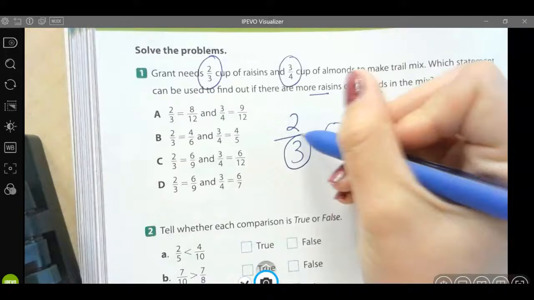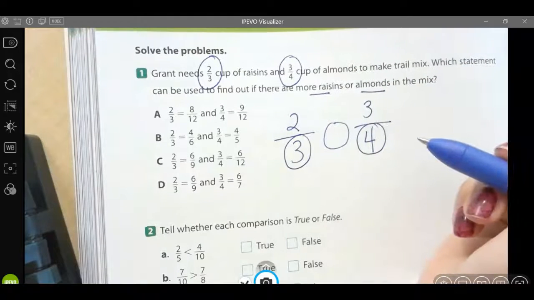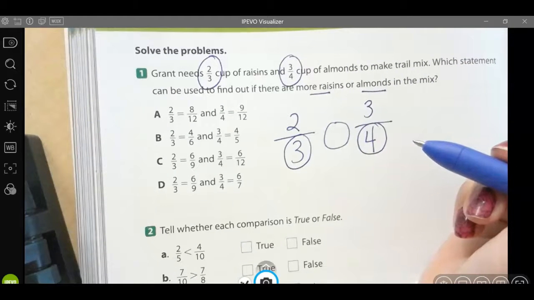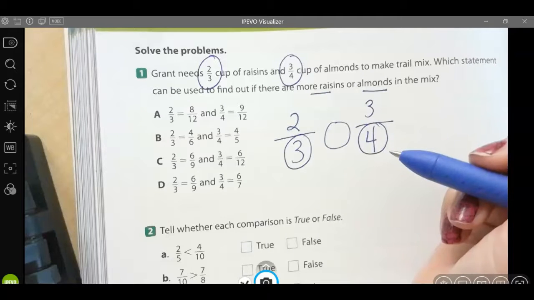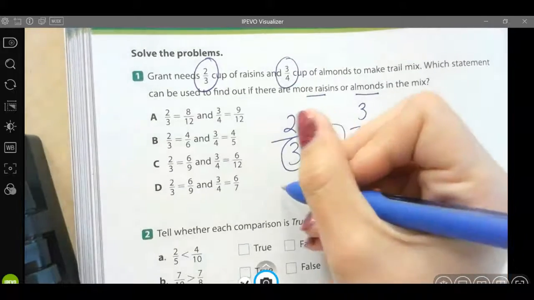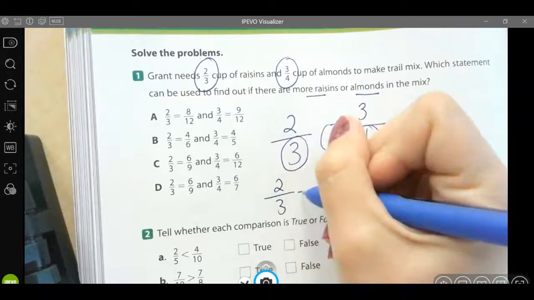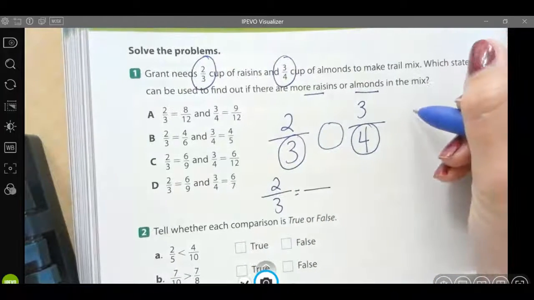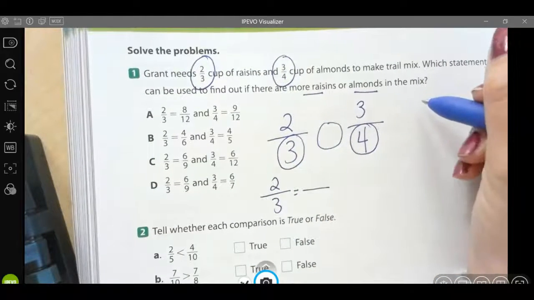What do we have to do with these denominators? We have to change the smallest one. Common denominator. Multiply them by 3 and 4. Okay, we have to find a common denominator first. To find an easy way to find common denominators, think of your multiples.